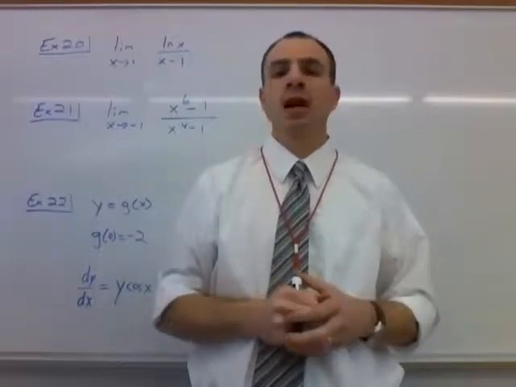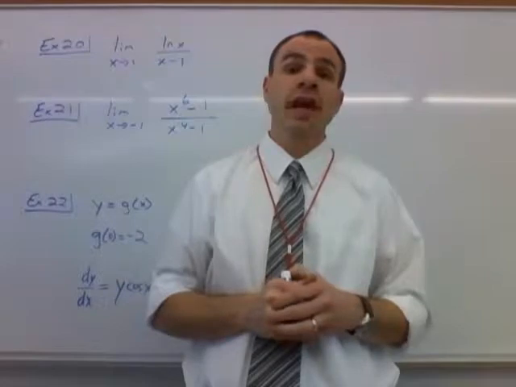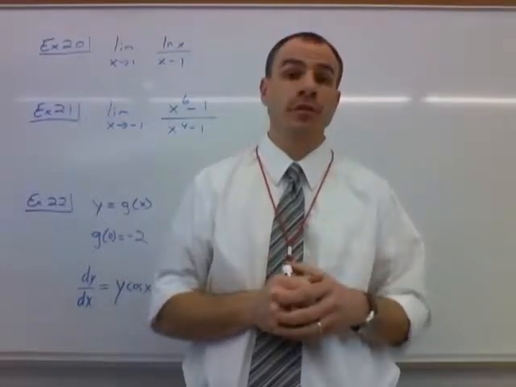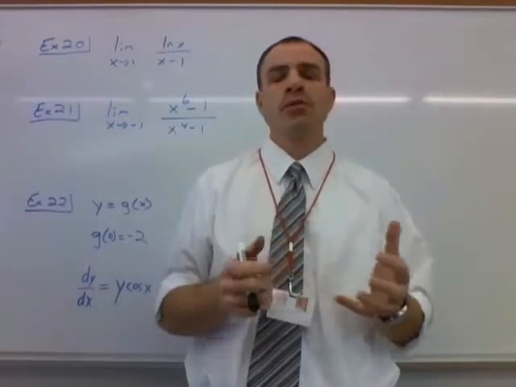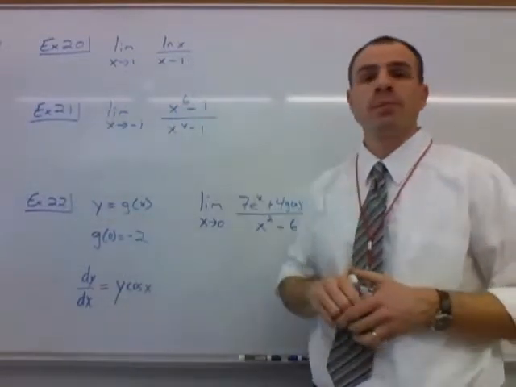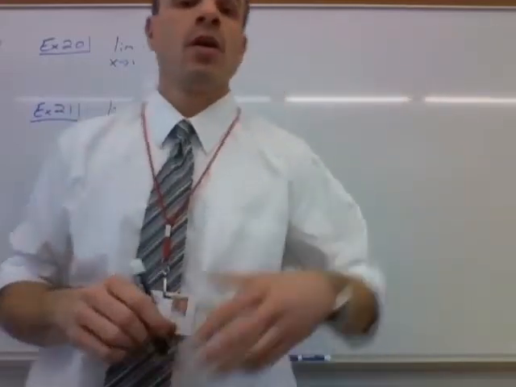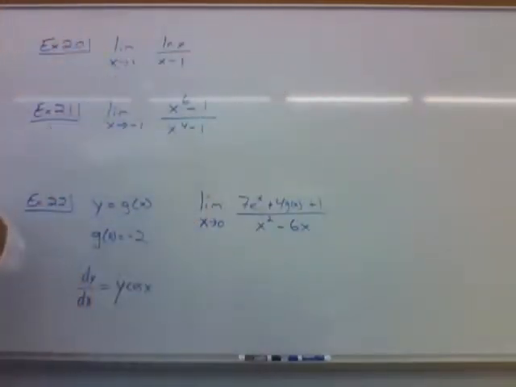Now that we've seen what exactly L'Hopital's rule tells us, let's put this rule into action. We're going to solve some limits that originally produced the indeterminate form. For example, number 20: we have the limit as x approaches 1 of the natural log of x all over x minus 1.